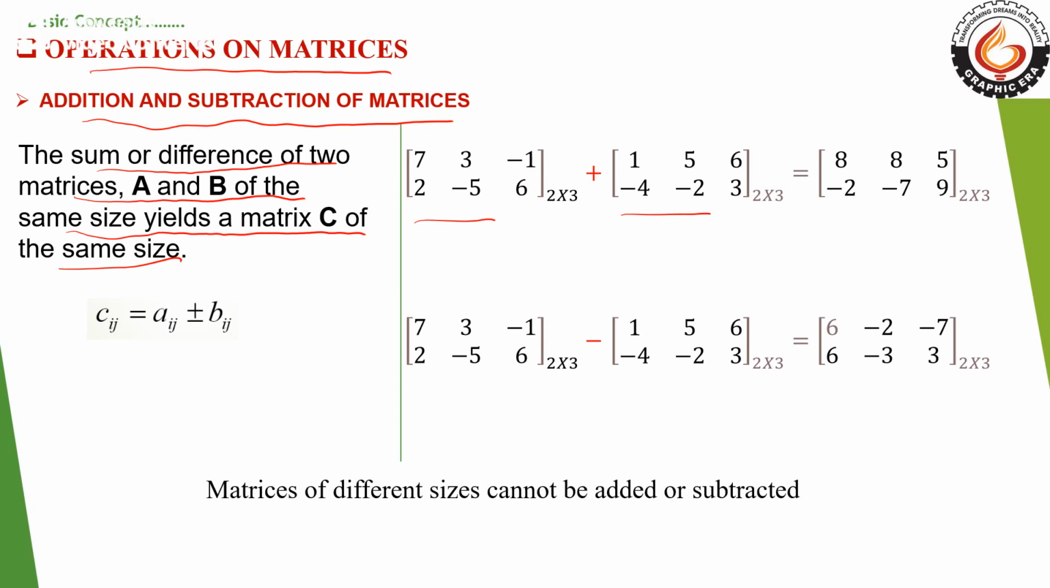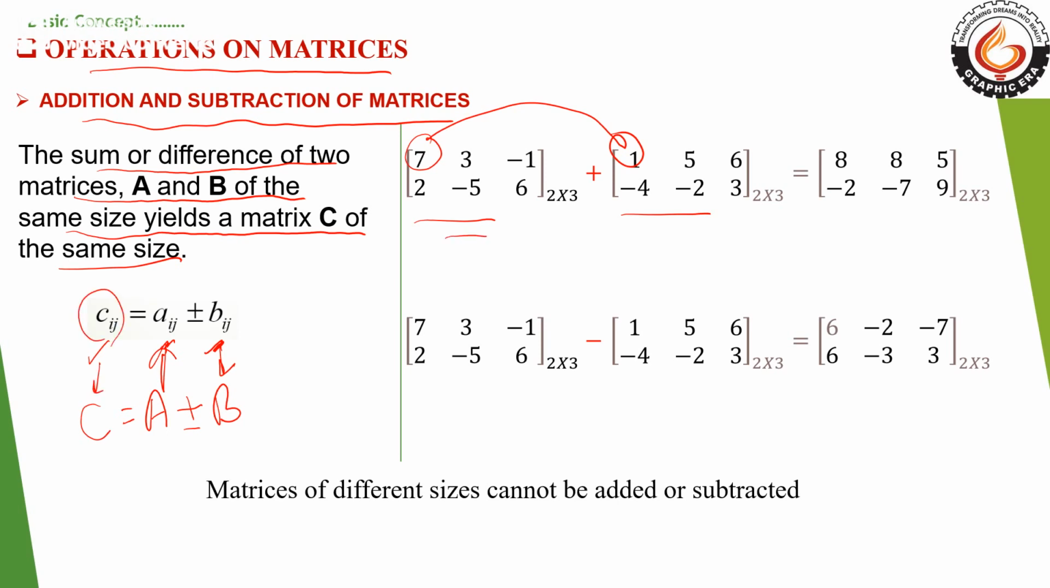The element should be added to the corresponding element. Means Cij is equal to Aij plus or minus Bij, where Aij is the element of matrix A and Bij is the element of matrix B. If we add or subtract these matrices, we get a new matrix C whose element at that position is Cij.